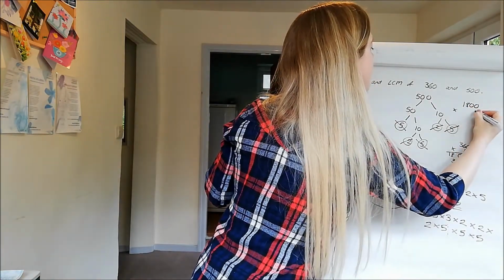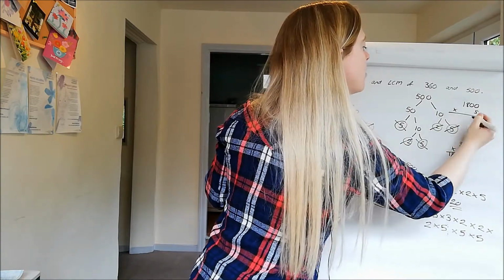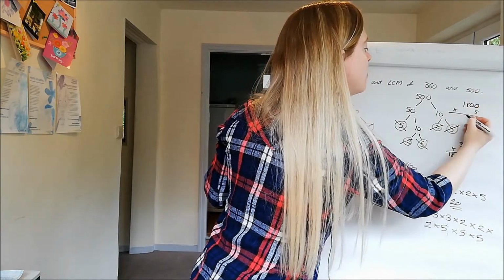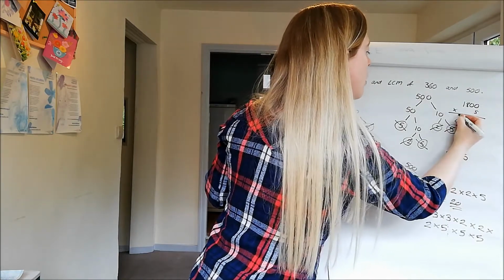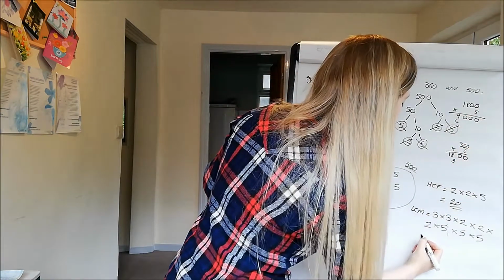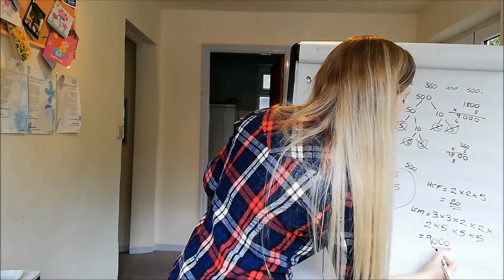1800 times by 5. 5 zeros are 0. 5 zeros are 0. 5 eights are 40. 5 ones are 5. And add the 4 on makes 9. So the lowest common multiple equals 9,000.